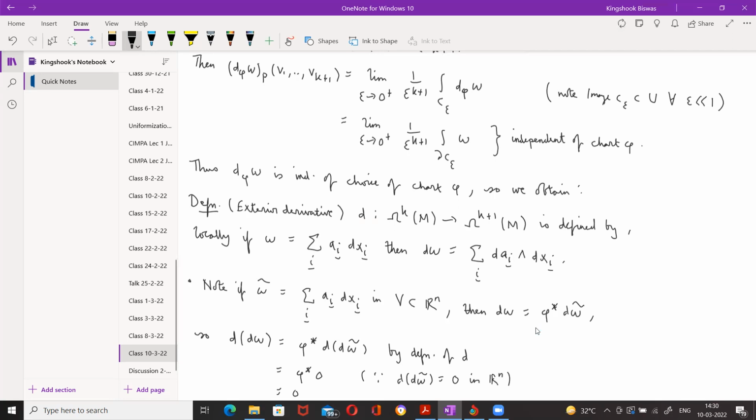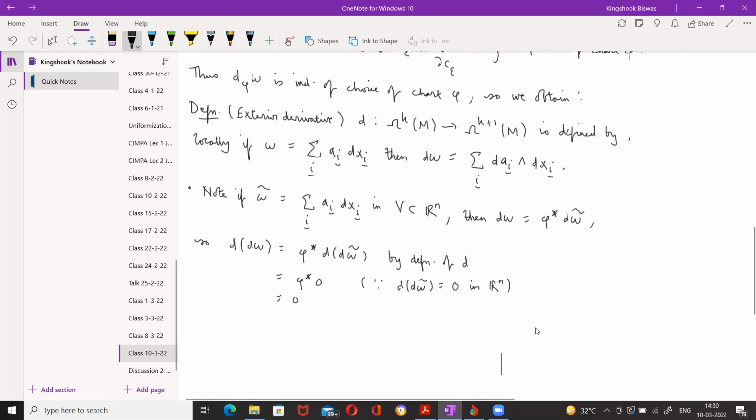So the exterior derivative also satisfies that d of d omega is 0. So d squared is 0, in other words, d squared is 0.